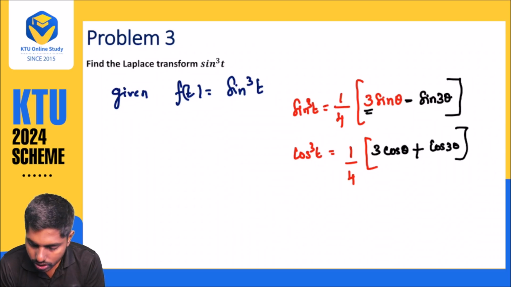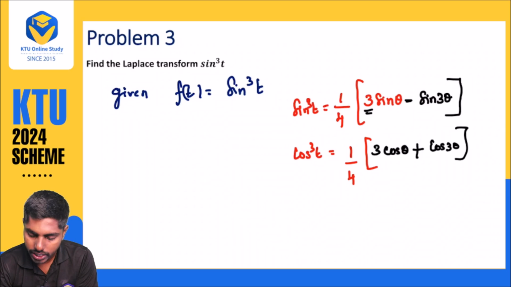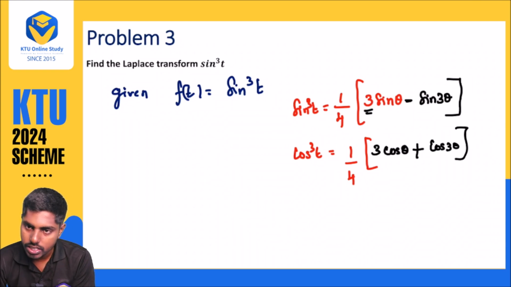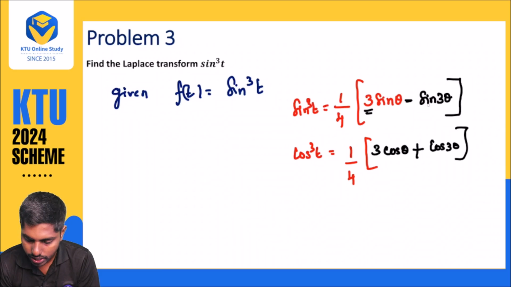Whenever cos is coming, it is a plus symbol; when sine is coming, it is a minus symbol. That is the thing you want to recollect. The rest of the things are the same. First, 3 is coming before the sine, then minus, and after that sine 3 theta is coming. So it is very easy to recollect: 1 by 4, first 3 into sine theta minus sine 3 theta.